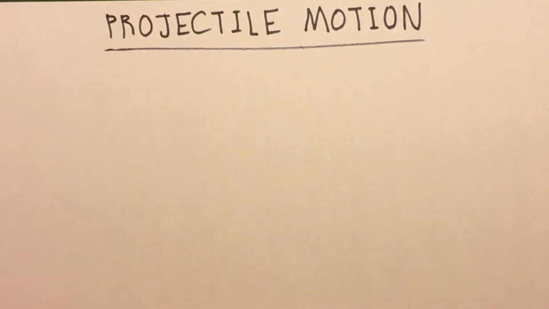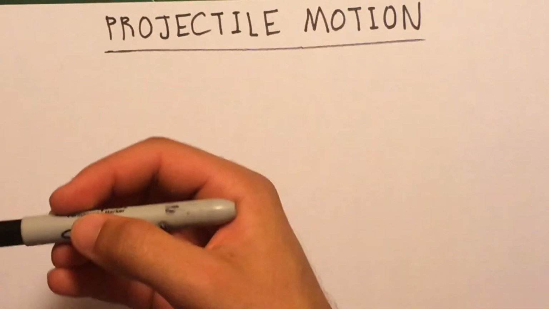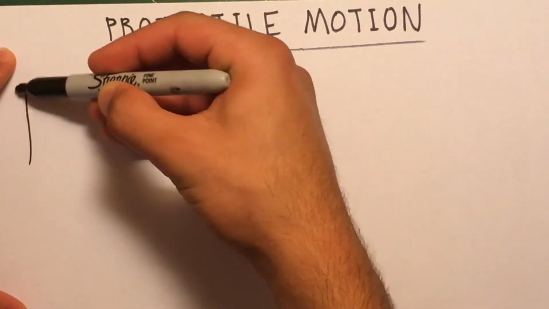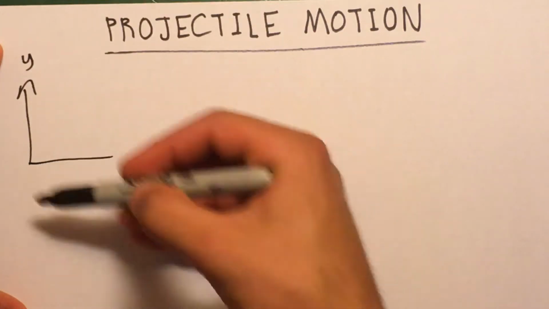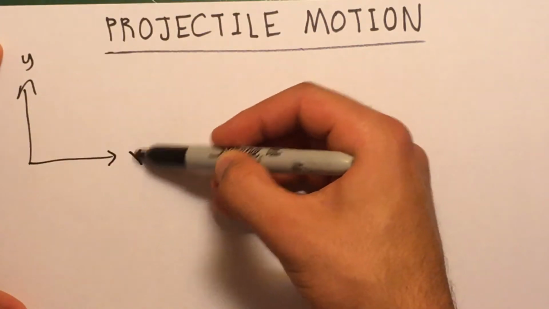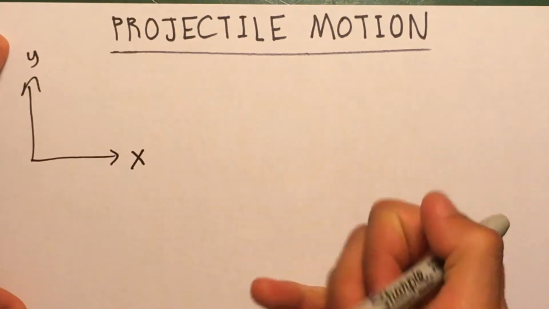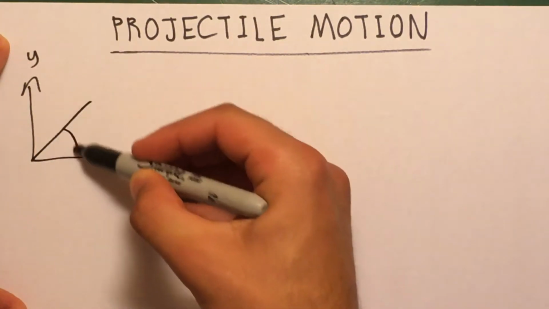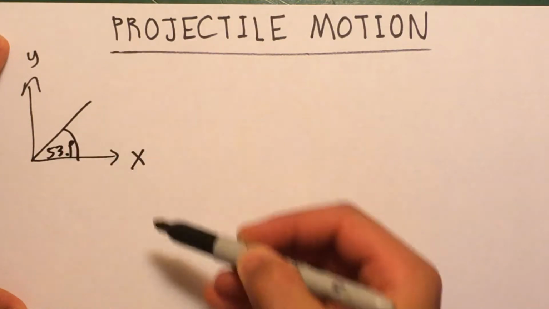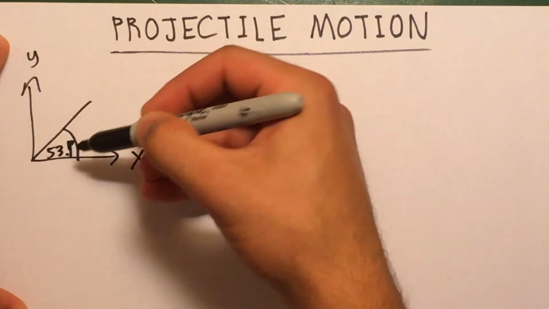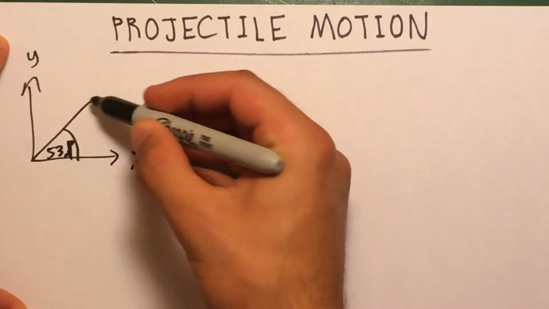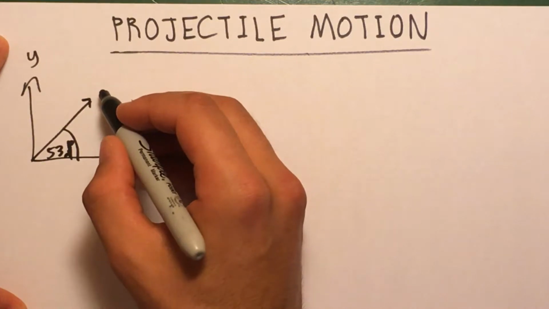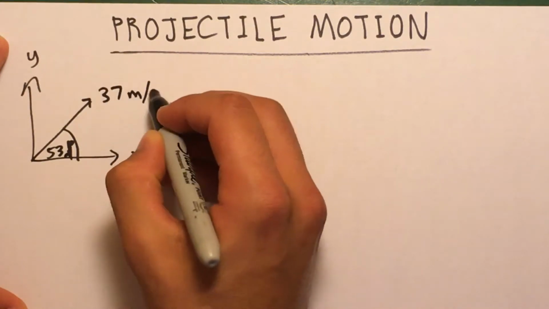So we have a batter that hits a baseball at an initial velocity of 37 meters per second at an angle of 53.1 degrees. So let's go ahead and draw our free body diagram. Let's establish our coordinate system: positive y going up, and positive x going to the right.